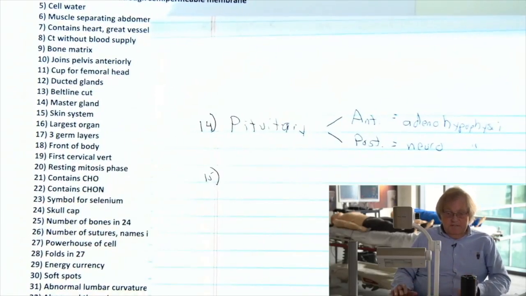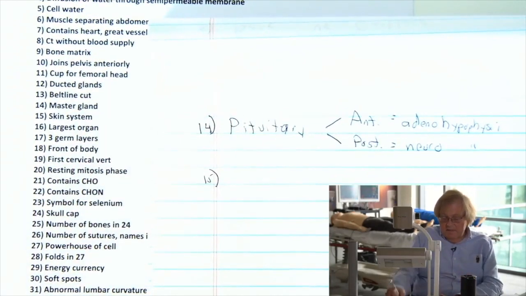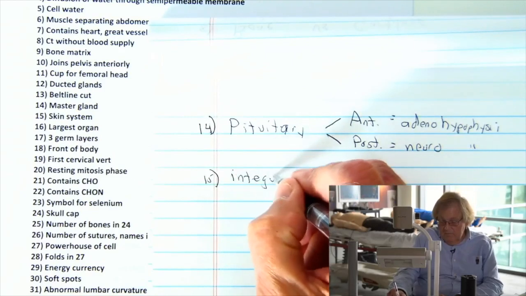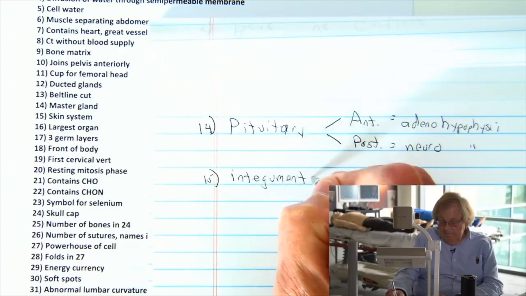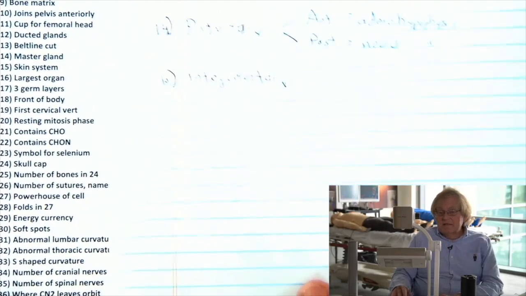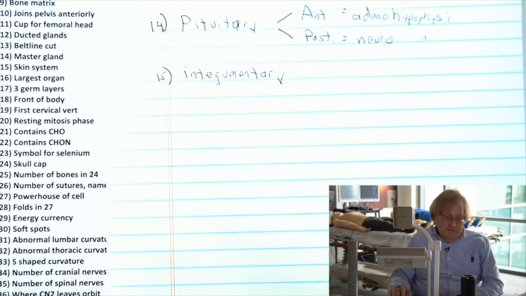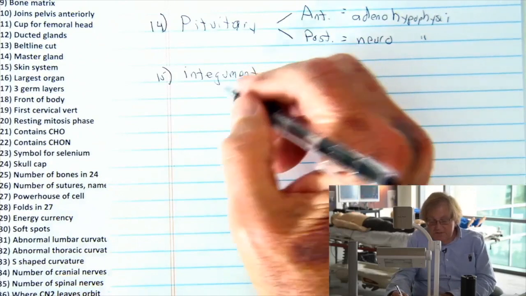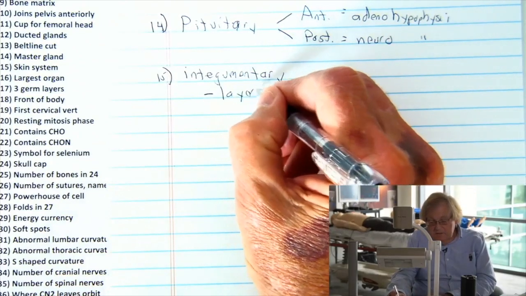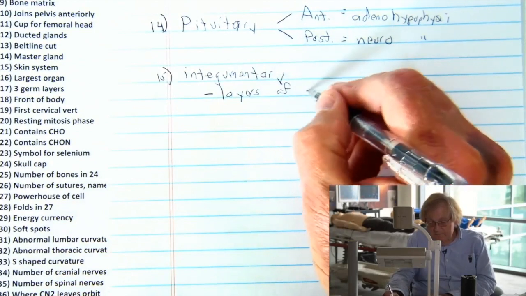Number 15 says the skin system. Remember, the skin system is called the integument, so therefore that's the integumentary. When you're thinking about skin, a significant thing to remember is the layers of the epidermis. So if I said, what are the layers of the epidermis?